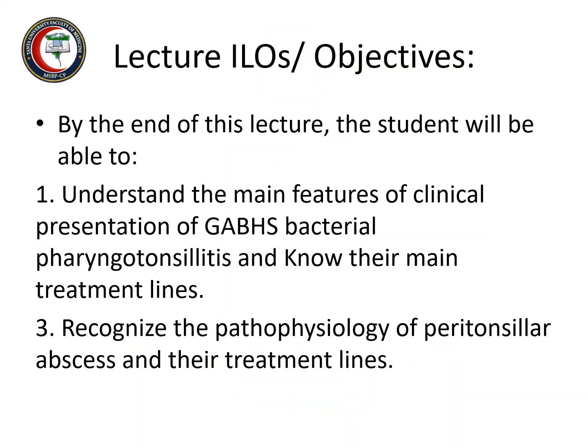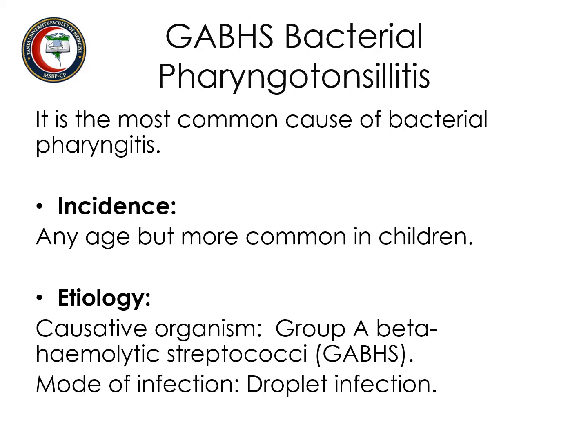So first of all, we will try to outline the lecture intended learning objectives. By the end of this lecture, every one of you should be able to understand the main features of the clinical presentations of Group A beta hemolytic streptococcal pharyngotonsillitis and know their main treatment lines. Also, you should be able to recognize the pathophysiology of peritonsillar abscess and their treatment lines.